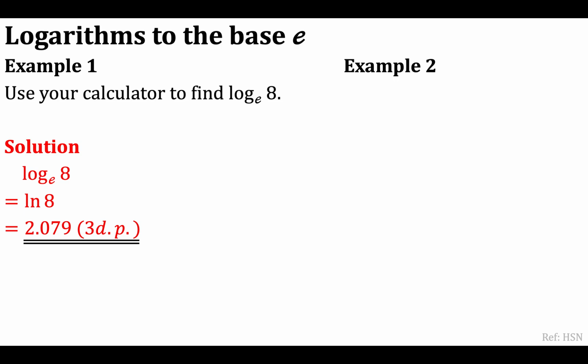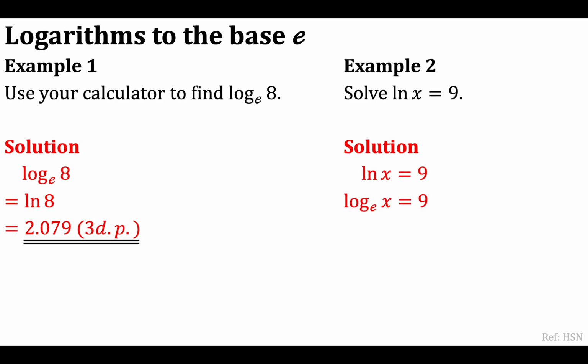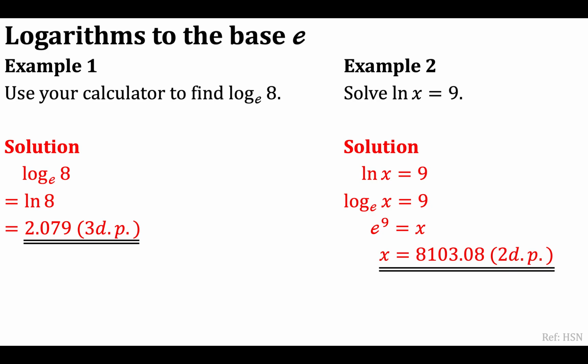Let's have a look at example 2. This time we're asked to solve the natural log of x equal to 9. So remember, we can express that as log to the base e of x equal to 9. Remember, this is our base, our argument, and our exponent. Okay, so it's e to the power 9 is equal to x. And then, taking your calculator, x will be equal to e to the power 9, and that should give us 8103.08 to 2 decimal places.